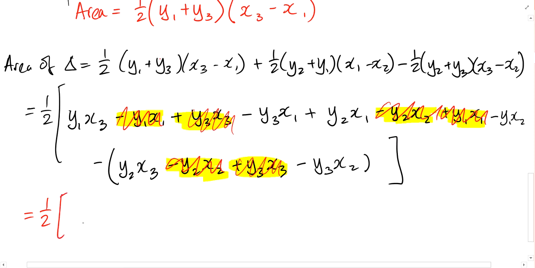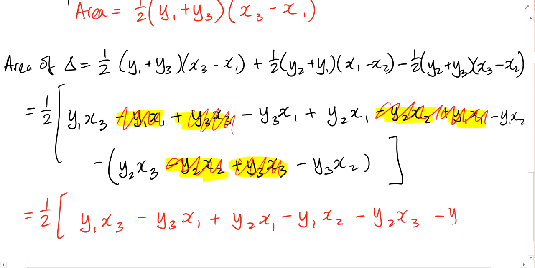Half of y1 x3 minus y3 x1 plus y2 x1 minus y1 x2 minus y2 x3 minus y3 x2. Plus. Oh yeah, I forgot. This one is plus. Correct? This is the formula for finding the area of a triangle. Do you want to memorize it? Don't memorize it, but this is how it is derived.